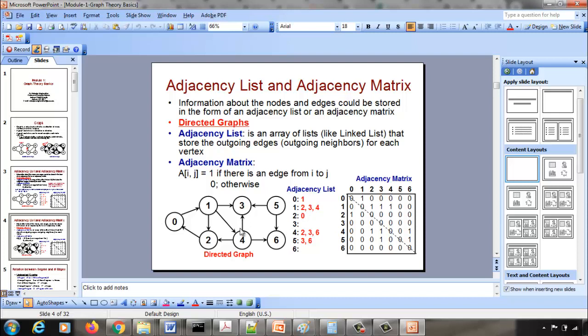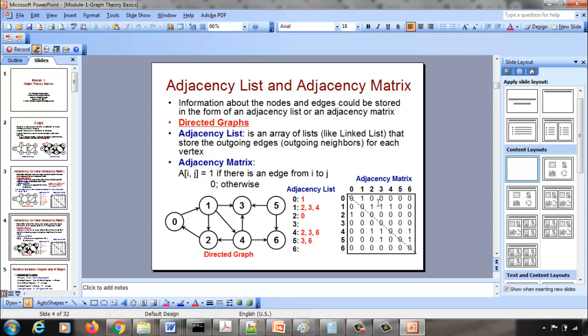For node 3, it has no outgoing neighbors, so you don't have any entry for node 3. For node 4, it has 2, 3 and 6 as outgoing neighbors. For node 5, you have 3 and 6 as outgoing neighbors. For node 6, there's no outgoing neighbor. Now, we can also store the directed graph as an adjacency matrix, and so here again you follow a convention, either outgoing or incoming neighbors.